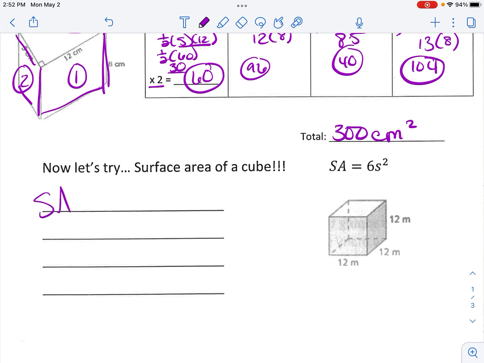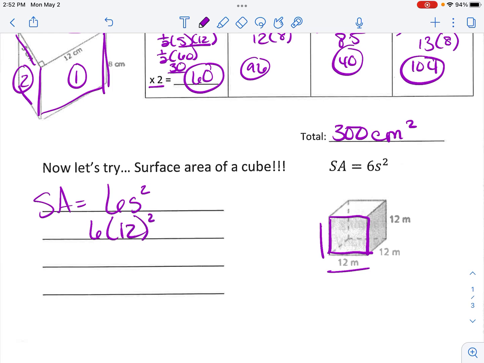First off, let's think about what this formula is saying. To find the surface area, remember surface area is the area of all the sides. If you think of a cube, a die in a game, there are 6 sides, so that's where the 6 comes from. And it's the side squared. So think about just this one side right here. To find the area of one side of the cube, you would do 12 by 12, right?